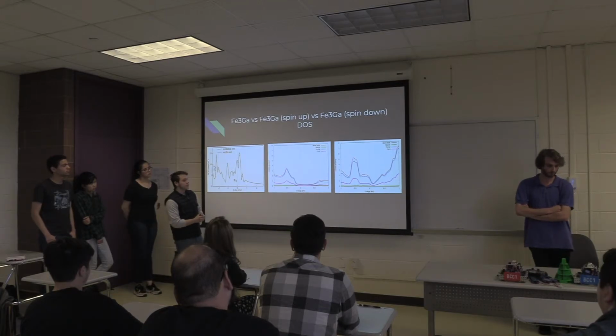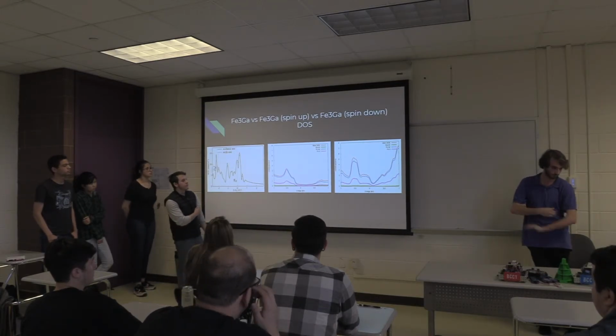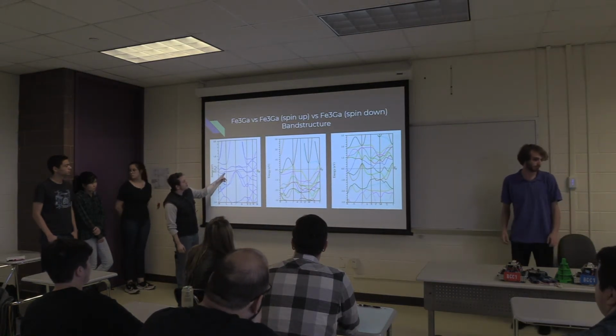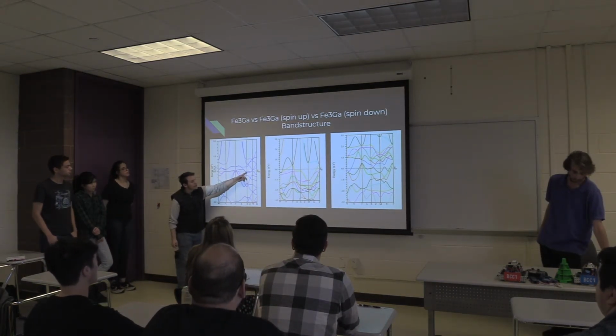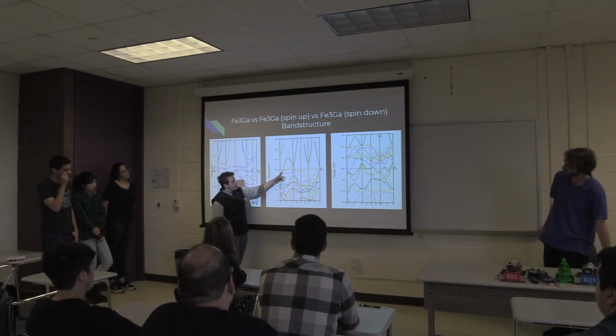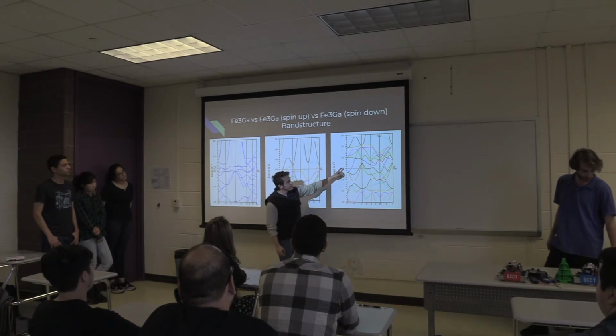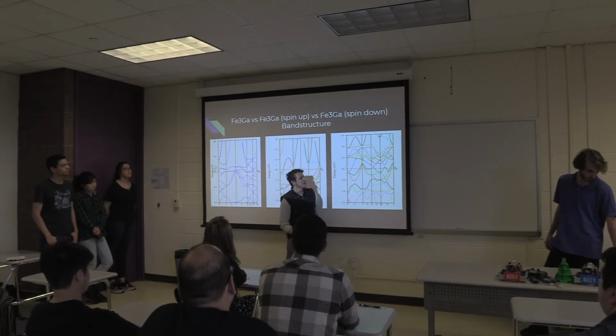And we also could determine that with the band structure. Also here with the band structure, as we can see, we only have a few bands crossing the Fermi level energy. Here, when we apply the spin up, we have more crossing. And when we apply the spin polarization down, we have even more bands crossing.